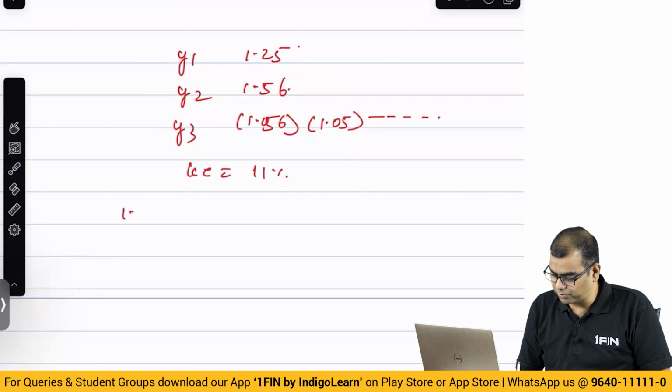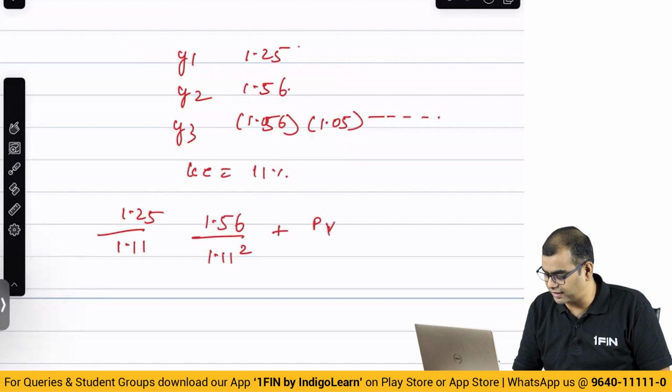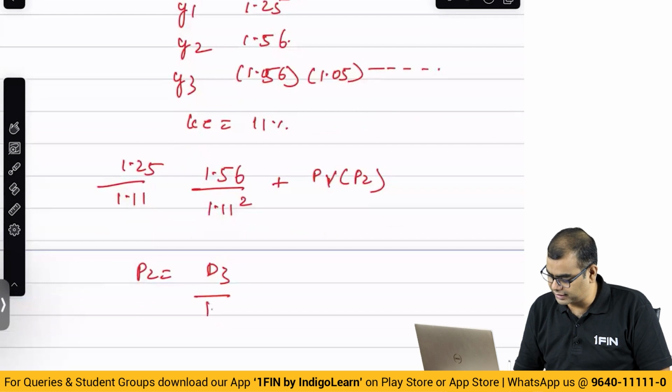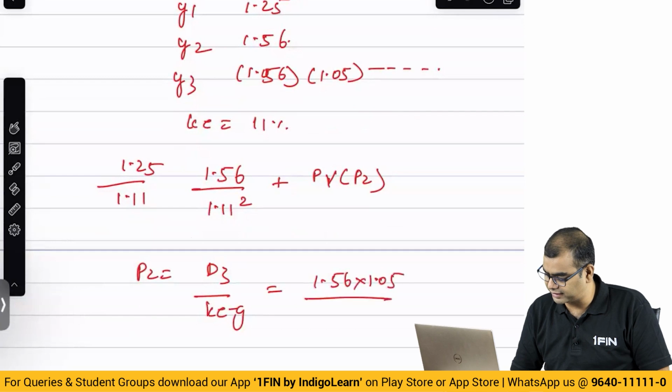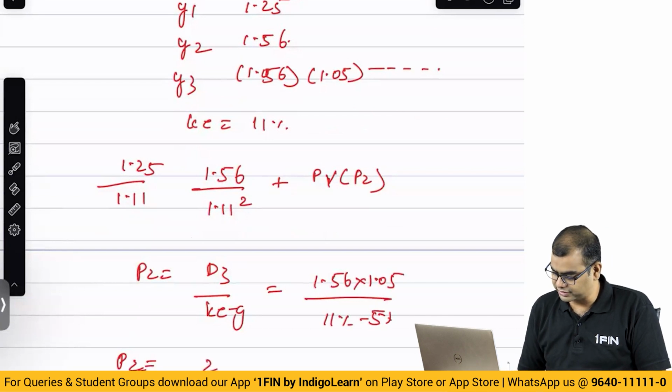So the present value of the 2 years of dividends is 1.25 by 1.11, plus 1.56 by 1.11 whole squared, plus the present value of the stock value at the end of year 2, P2. P2 is equal to D3 by KE minus G, which is 1.56 into 1.05 divided by 11% minus 5%. So P2 is 1.56 into 1.05 divided by 0.06, which is 27.3. Okay, we need the present value of 27.3.